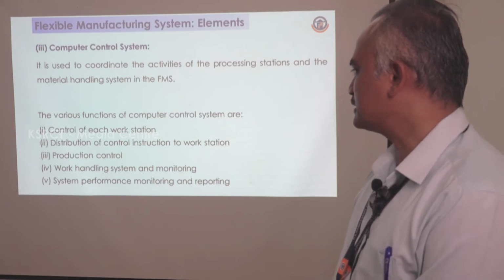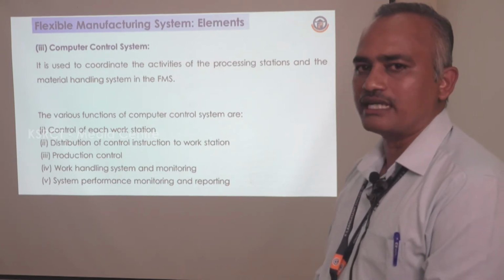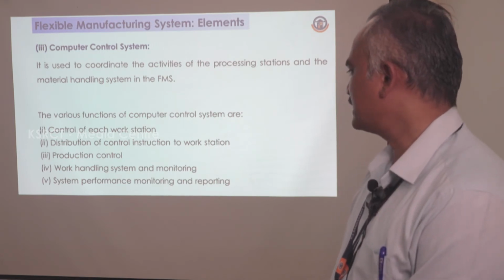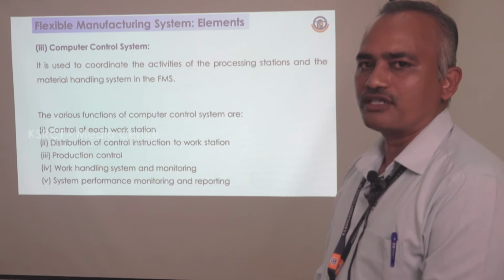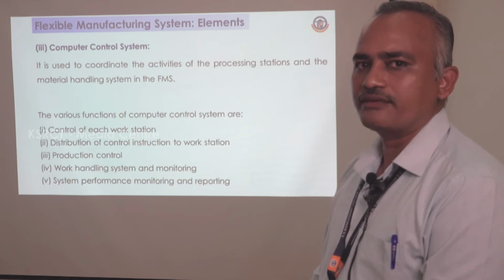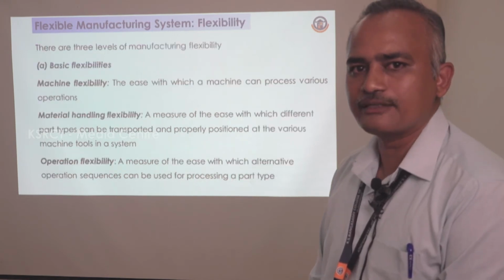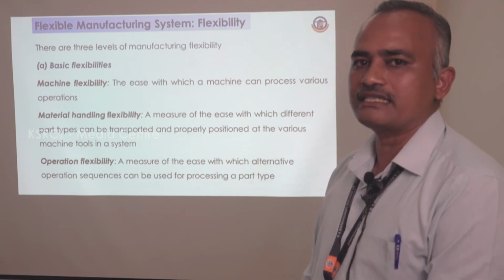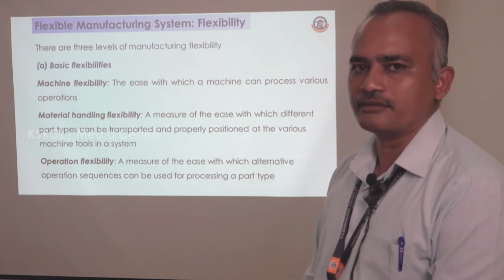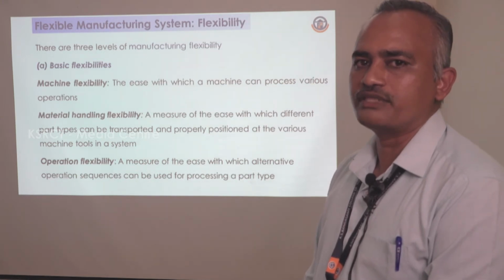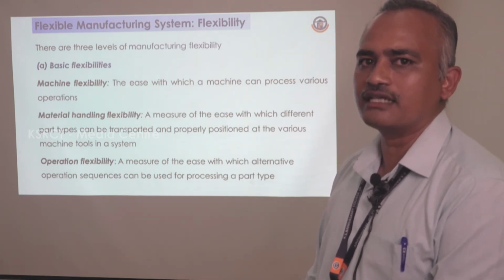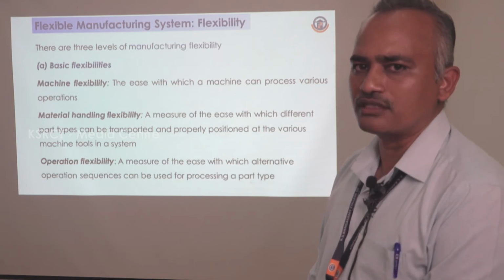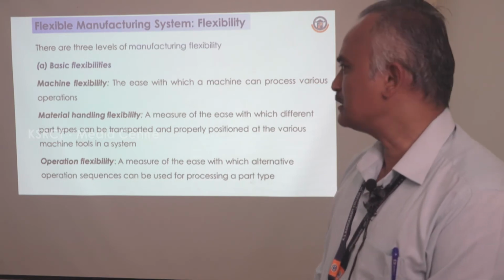The fourth function is work handling system and monitoring. The last one is system performance monitoring and reporting. For every process, this computer control system can keep a log of where the process starts, where it ends, and when to start tool 1 and when to stop tool 1. Accordingly we have the data log, which is stored in the computer control. So this is the third component.